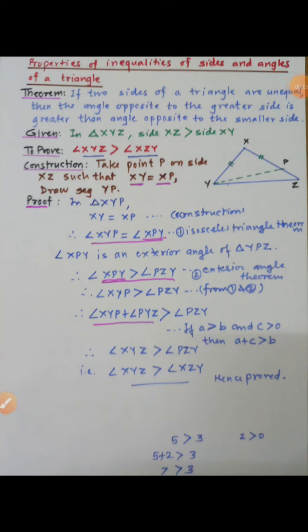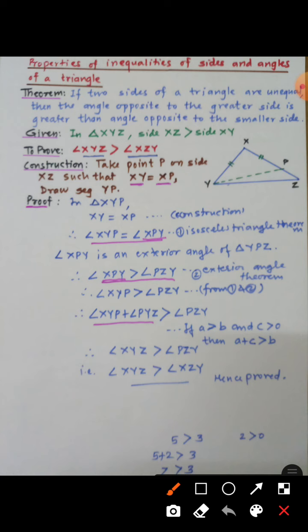Students, now we are going to see properties of inequality of sides and angles of a triangle. To prove this, we'll go through the theorem. If two sides of a triangle are unequal, then the angle opposite to the greater side is greater than the angle opposite to the smaller side.